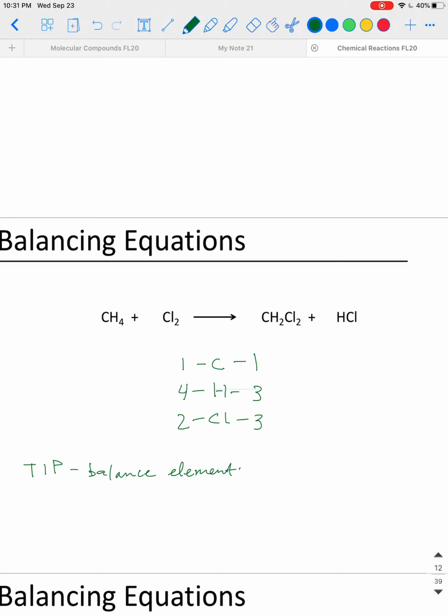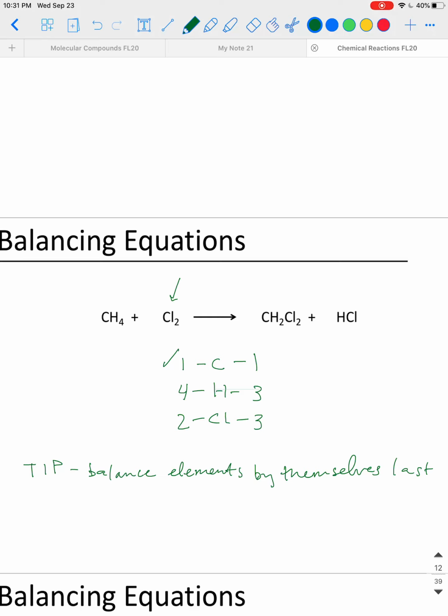Elements that are by themselves, balance them last, okay? Elements that are by themselves, balance them last. So I'm going to balance chlorine last because I can put a number in front of chlorine without messing anything else up. So I notice my carbon's already balanced, so I don't want to balance carbon.